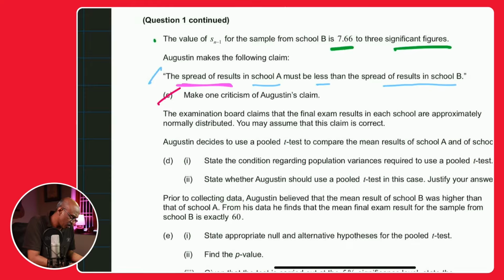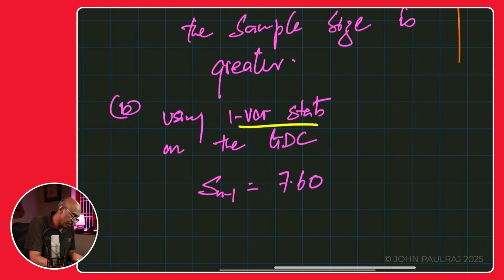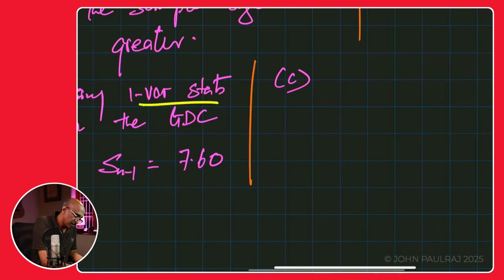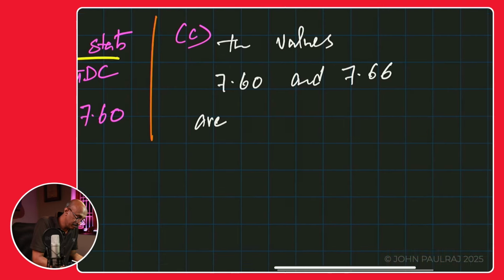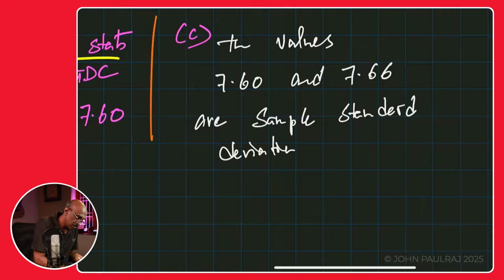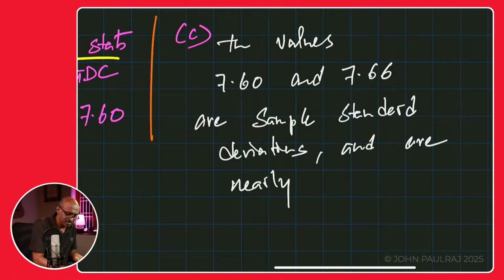So that will be our criticism. Make one criticism. So this is part C, right? Let's just write that here. Let's just draw that line and say the values 7.60 and 7.66 are sample standard deviations and are nearly the same.